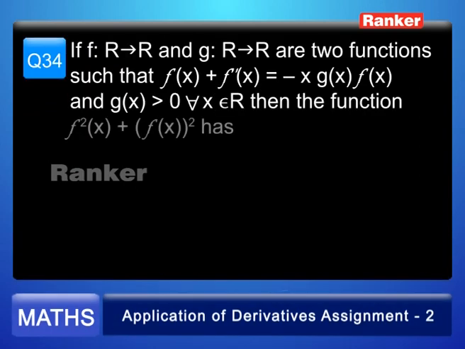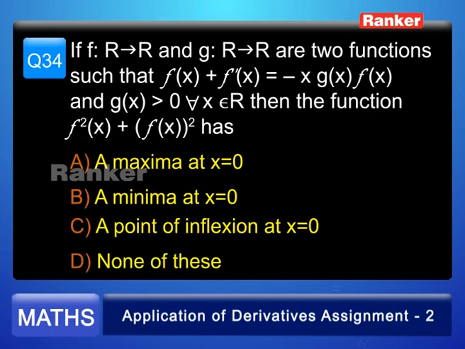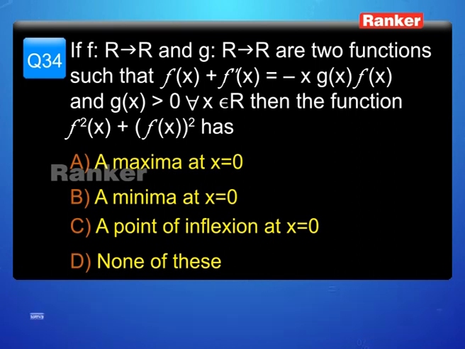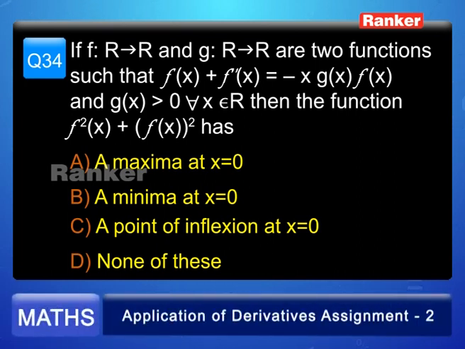Next question. If f maps R to R and g maps R to R are two functions such that f of x plus f double dash of x is equal to minus x into g of x into f dash of x, and g of x is greater than 0 for all x belonging to R, then the function f square of x plus f dash x whole square has option A, a maxima at x equal to 0, option B, a minima at x equal to 0, option C, a point of inflection at x equal to 0, and option D, none of this.